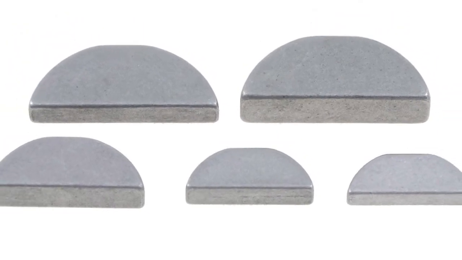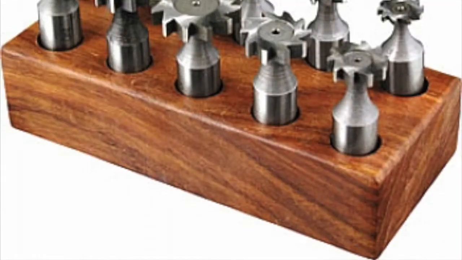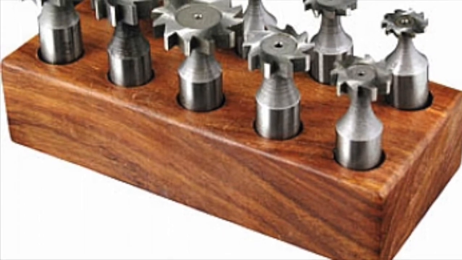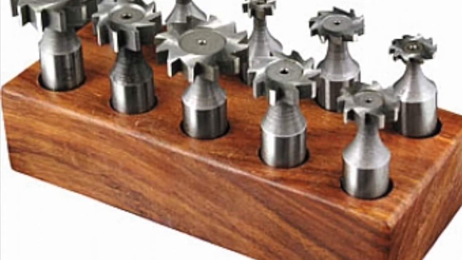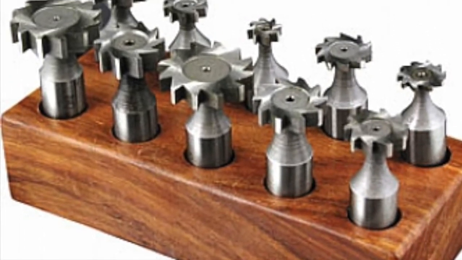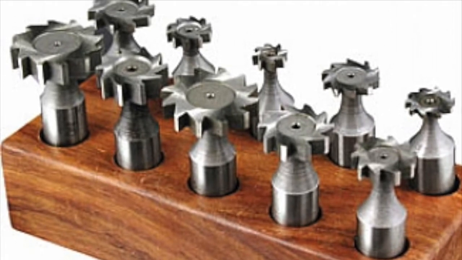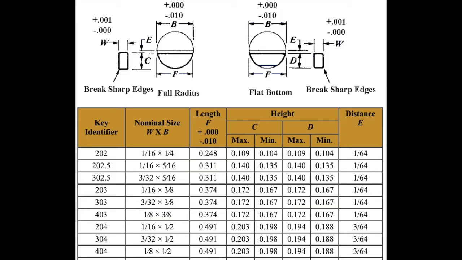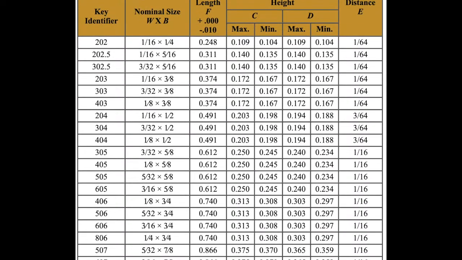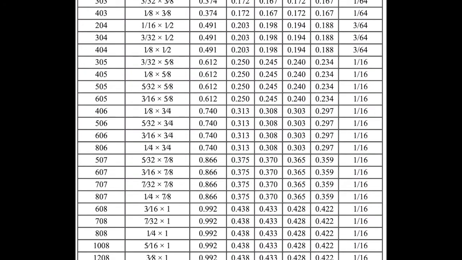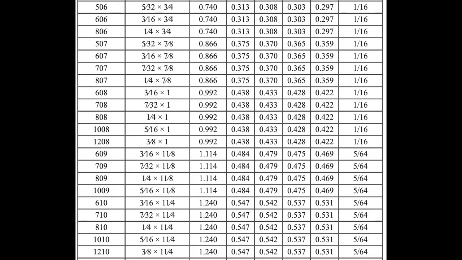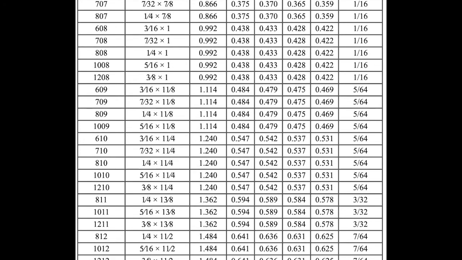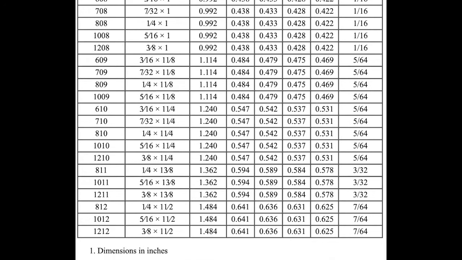For today's shaft, we'll be using a number 808, and each size has a corresponding cutter that matches the number. We'll be using an 808 cutter. The Woodruff key numbers indicate nominal key dimensions. The last two digits give the nominal diameter in eighths of an inch, and the digits preceding the last two give the nominal width in 32nds of an inch.